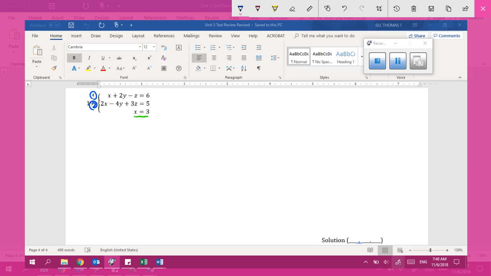So you want to take each equation, so equation 1, which is x plus 2y minus z equals 6, and replace the x with the 3 because we already know it's a 3. So 3 plus 2y minus z equals 6. And then from here you want to subtract the 3 because we're trying to keep the variables and the numbers on separate sides of the equal sign. So 2y minus z equals 3.